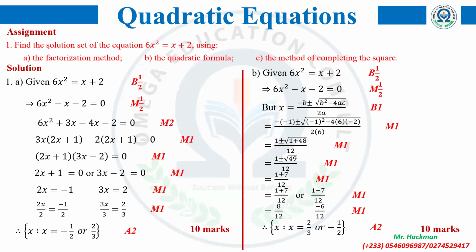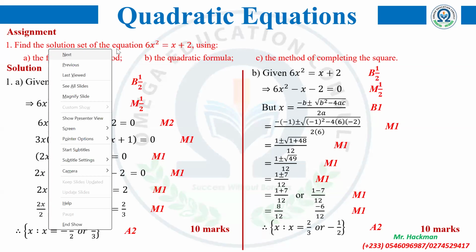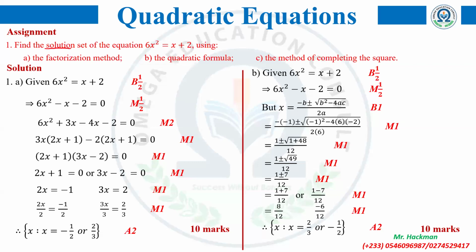This is very critical, so we underline solution set of the equation 6x squared is equal to x plus 2 using A, the factorization method, B, the quadratic formula, then C, the method of completing the square. So let's quickly look at the solution to question 1A.